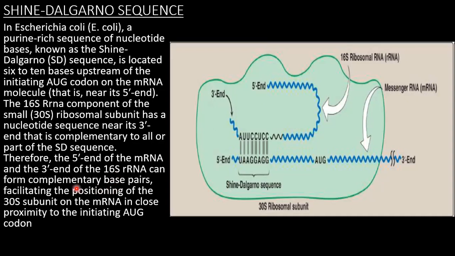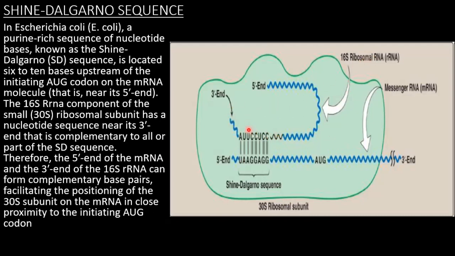Now, these can form complementary base pairs, facilitating the positioning of the small subunit, the 30S subunit, on the messenger RNA in close proximity to the initiating AUG codon. Now, this is the 30S ribosomal subunit. Then, remember we said within the 30S ribosomal subunit, we have its components, we have the 16S ribosomal RNA.